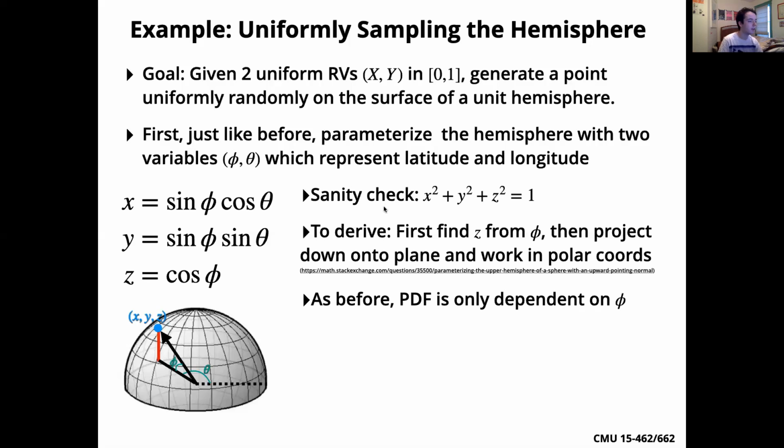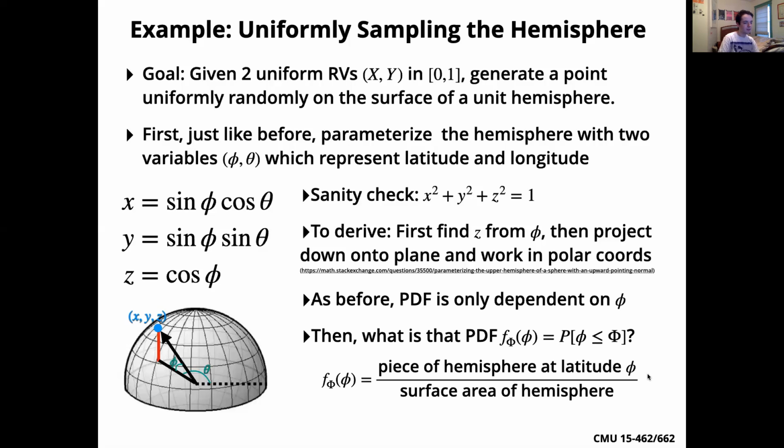So as before, we notice that the PDF is only dependent on phi, this latitude term, because there are just as many points in each equivalent longitude. So the next question is, what is the PDF, right? So this is actually writing out the CDF here. So sorry about that. That was an inaccuracy. But we're looking for the PDF here.